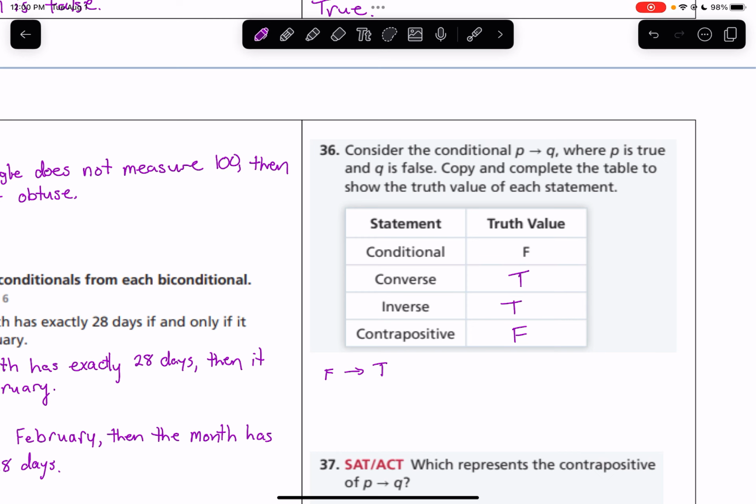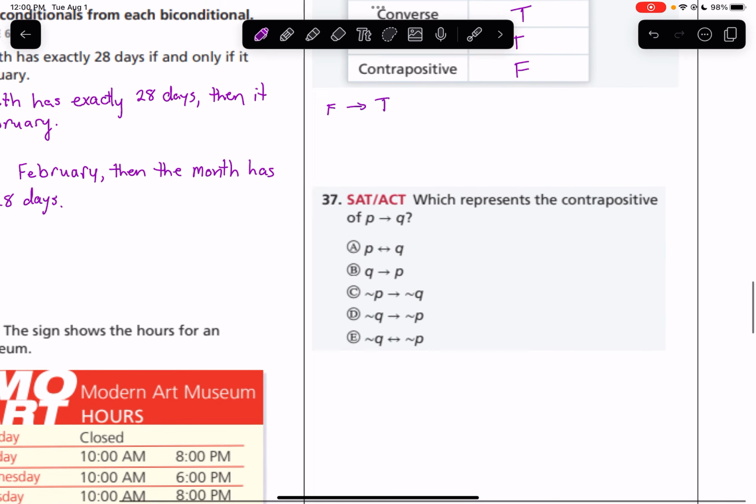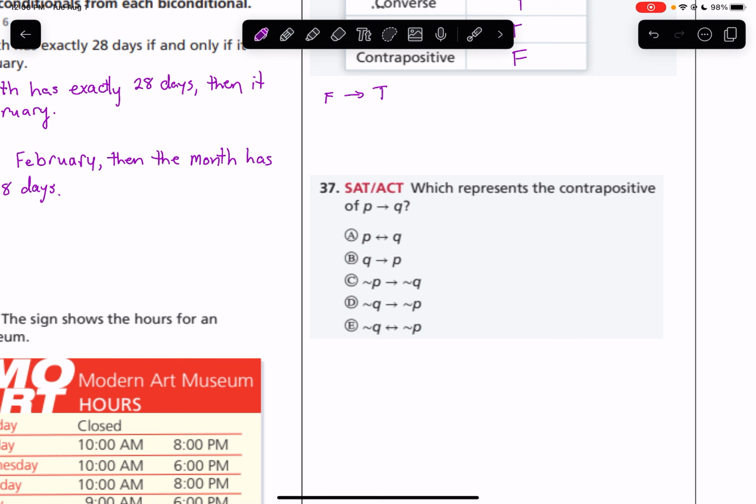And then finally, number 37, which represents the contrapositive of if P, then Q. Of course, we know the contrapositive is going to switch the hypothesis and conclusion and negate both of them. So it's going to be if not Q, then not P, and D is your answer.